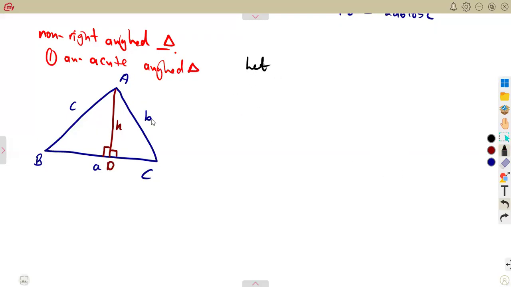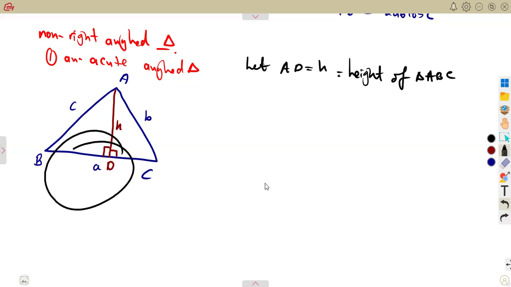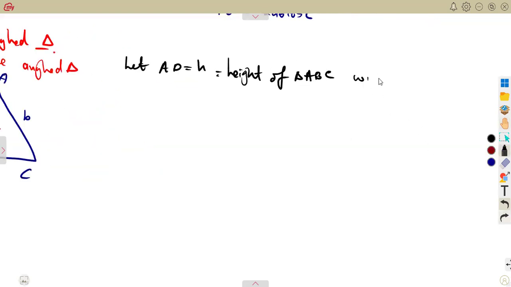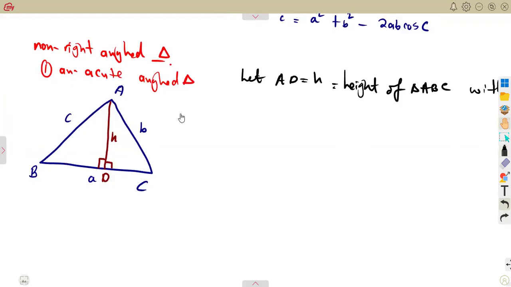So you're just going to let AD be equal to the perpendicular height, which is H, like I mentioned before. This is the perpendicular height, which is simply the height of triangle ABC with BC as the base. That is what you can see from this part.